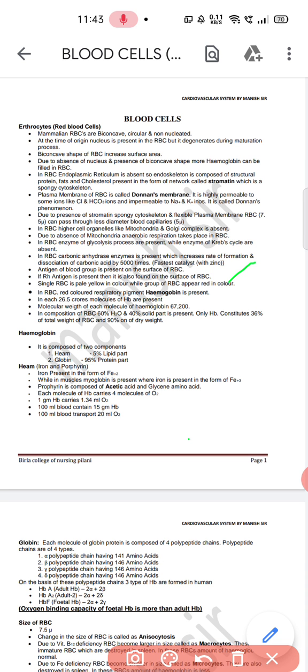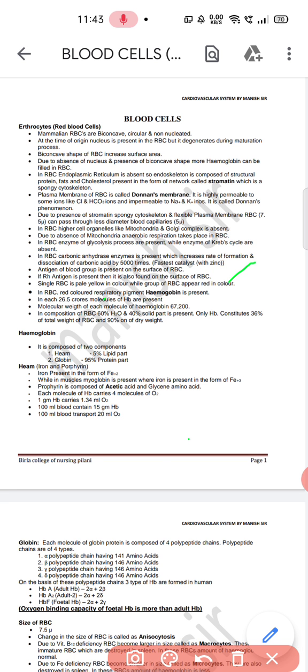In the RBC, higher cell organelles like mitochondria and Golgi complex are absent. Due to the absence of mitochondria, anaerobic respiration takes place in RBC. In RBC, enzymes of the glycolysis process are present while enzymes of the Krebs cycle are absent.